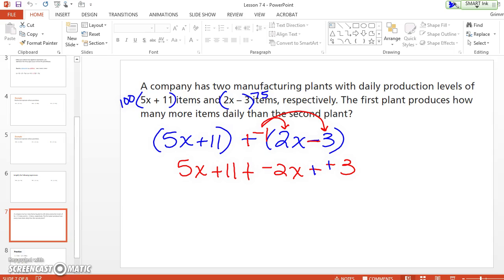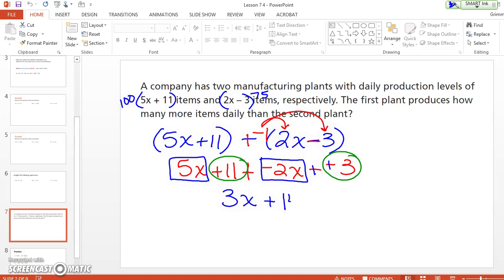Bingo, bingo. Look for my like terms. I have 2 sets of like terms here. I have the 5x and the -2x, which will make +3x. And then I have some numbers that I can put together. So I have a +11 and a +3. So if I add those 2 together, I get a +14. And then I'm done.